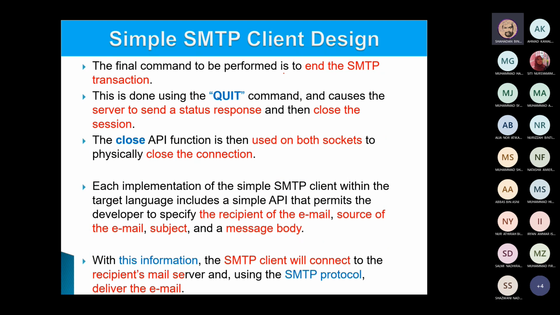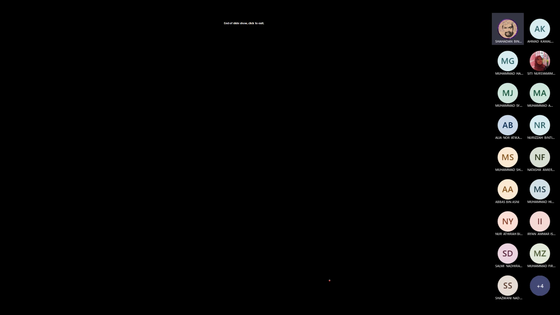So the final command to be performed is to end the SMTP transaction. So kita pakai quit. This is done using the quit command and causes the server to send the status response and then close the session. The close API function is then used on both sockets to physically close the connection. Each implementation of the simple SMTP client using the target language includes a simple API that permits the developer to specify the recipient of the email, the sender, the email subject and the message body. With this information, the SMTP client will connect to the recipient mail server and, using the SMTP protocol, deliver the email.